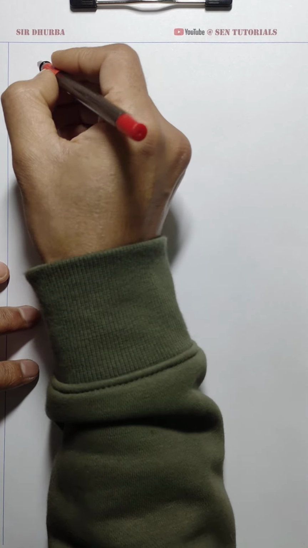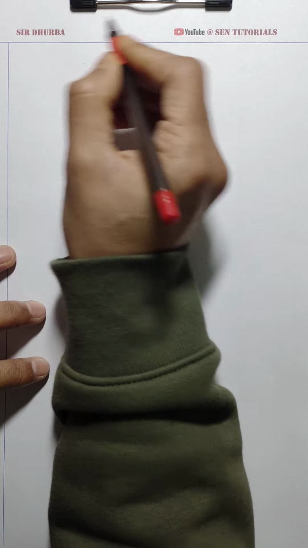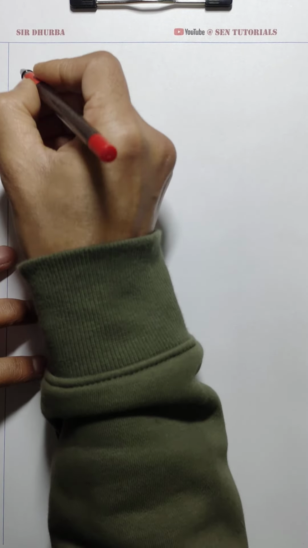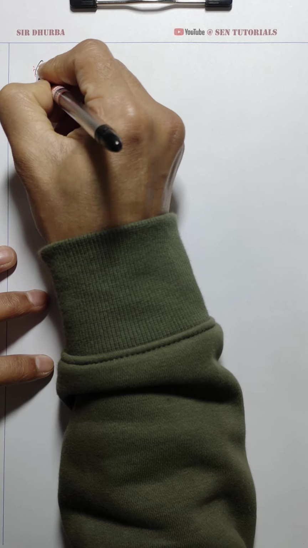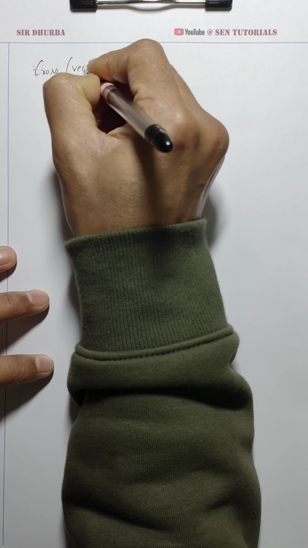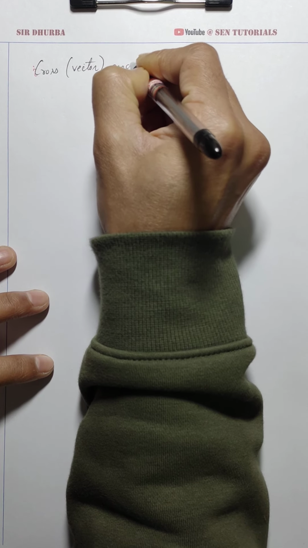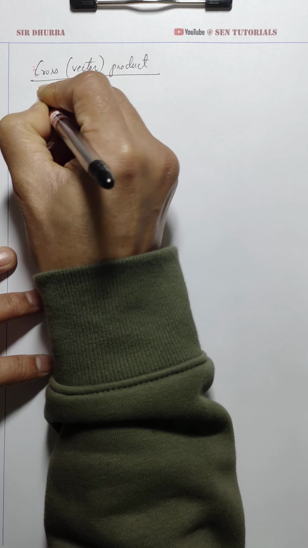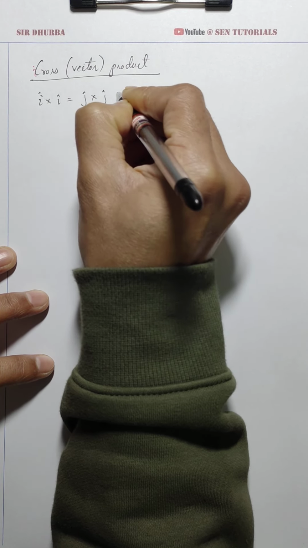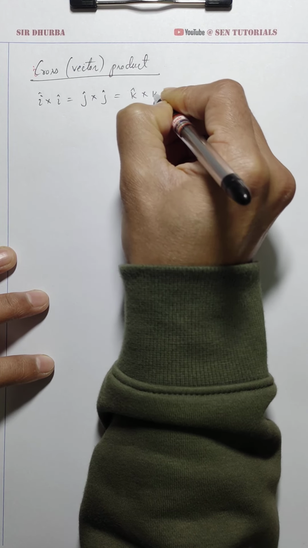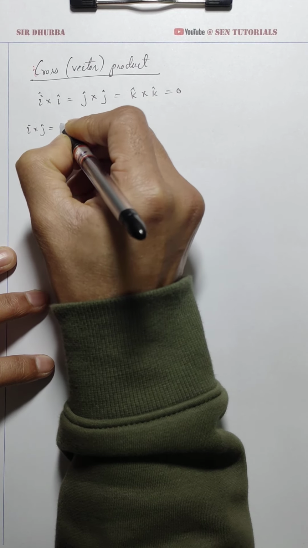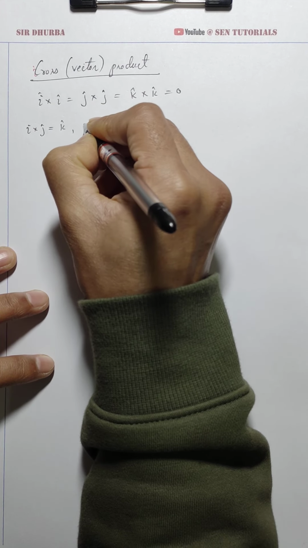Now, when you go for the cross product, let's take the orthonormal triad. If you remember, please do watch the videos if you want to learn completely. Do remember that for the cross or vector product of two vectors, i cross i, j cross j, k cross k, these values are 0, and i cross j will be equal to k.